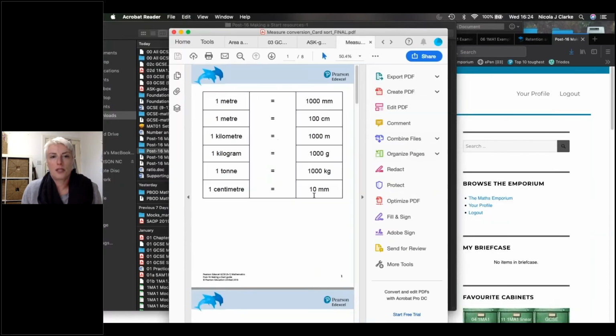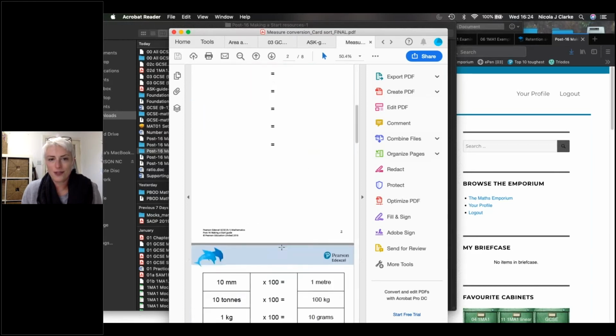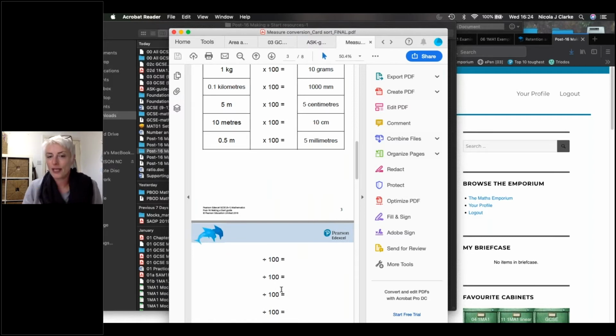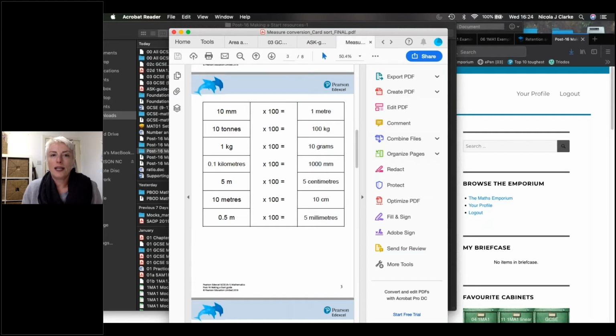These just need printing out. They can be double-sided because that's not good. This one is multiplied by 100, but the flip side of those when they're cut up is divide by 100. And they really make learners think. I've used these with adults and kids, and it just makes everybody think about what they're doing.